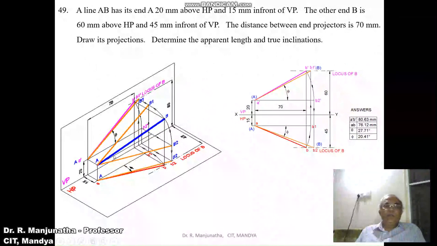So to do that, with A as center taking the radius of AB, rotate the line such that B, which is above HP by 60 mm, becomes still 20 mm above HP. So you mark that point. This point with this line is going to be AB2. A is above HP by 20 mm, B2 is also above HP by 20 mm. Then the line is parallel to HP. So once the line is parallel to HP, you are getting the true length in HP.